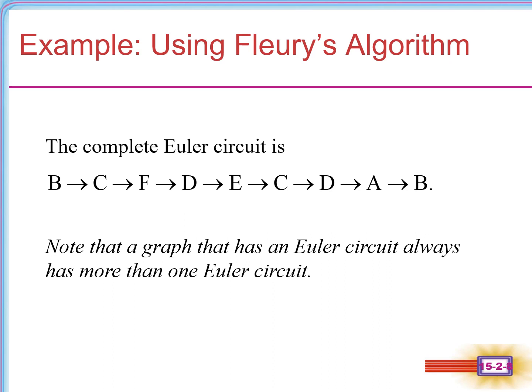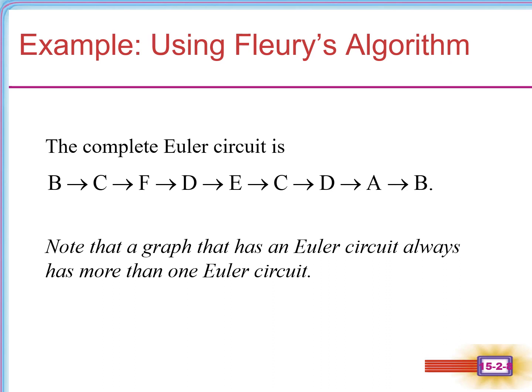So if you are writing the edges in the order in which you have removed them from the graph, you will be getting a walk like this: B to C, C to F, F to D, D to E, E to C, C to D, D to A, A to B. We have started from B and stopped at B, and we have visited all the edges exactly once. This is how, using Fleury's algorithm, we can find out an Euler circuit.